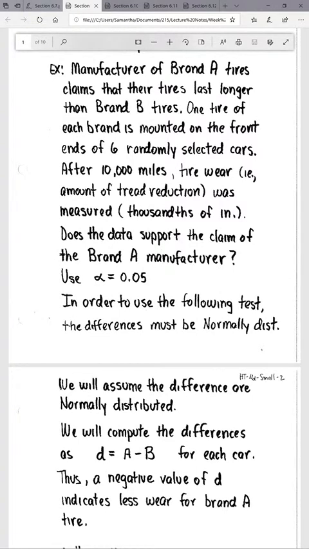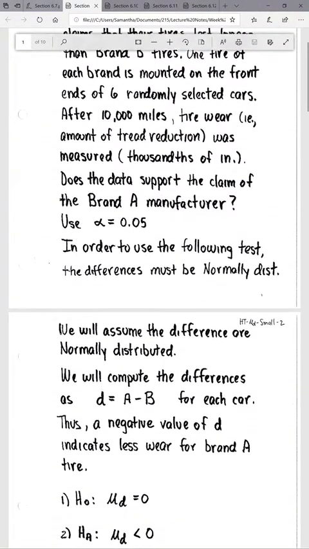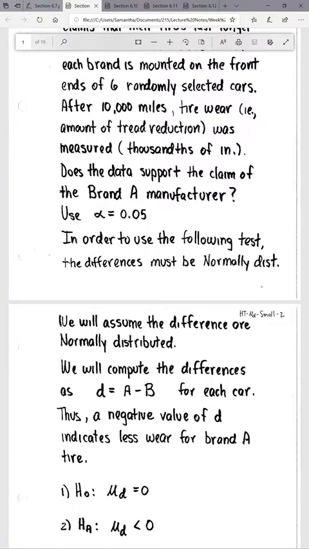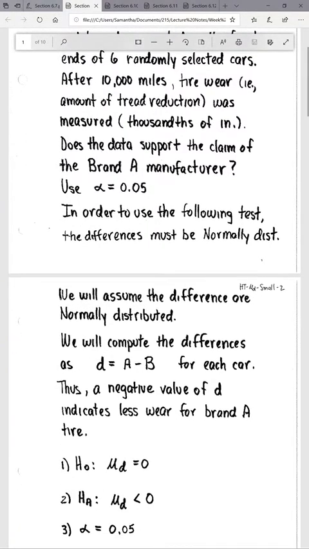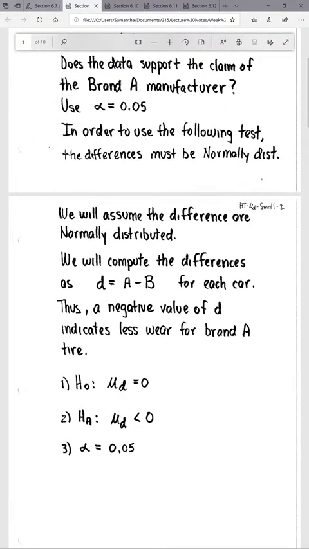So for example, the manufacturer of brand A tires claims that their tires last longer than brand B tires. One tire of each brand is mounted on the front ends of 6 randomly selected cars. After 10,000 miles, tire wear, meaning the amount of tread reduction, was measured by thousandths of an inch. Does the data support the claim of the brand A manufacturer?